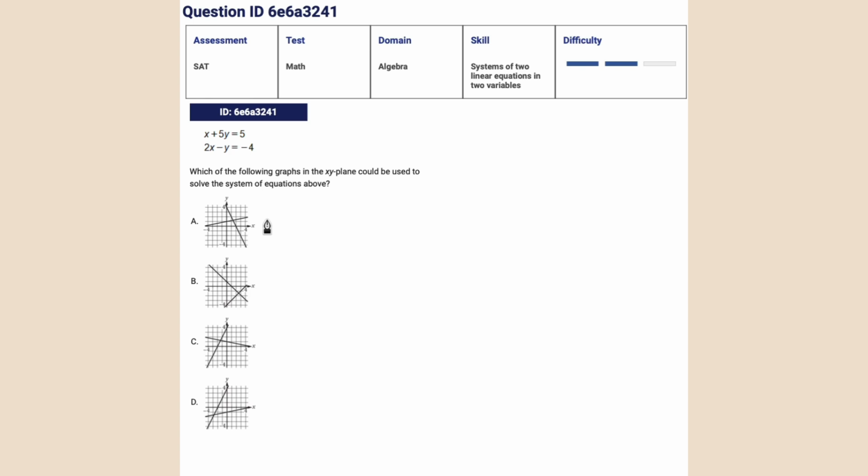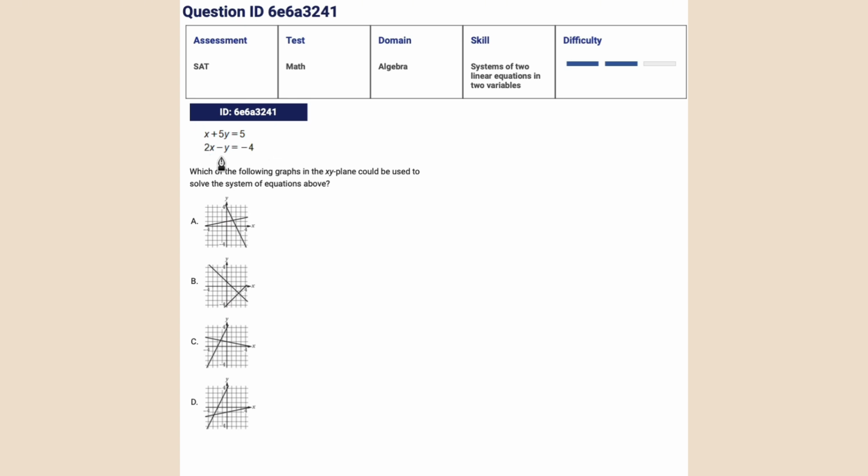So they've given us these two equations and they're asking us which of the following graphs could be used to solve the system, to find a solution. So what they're actually telling us is to find the correct graph that matches these two equations. So we need to find the graph of these two equations. That's what they're saying here.